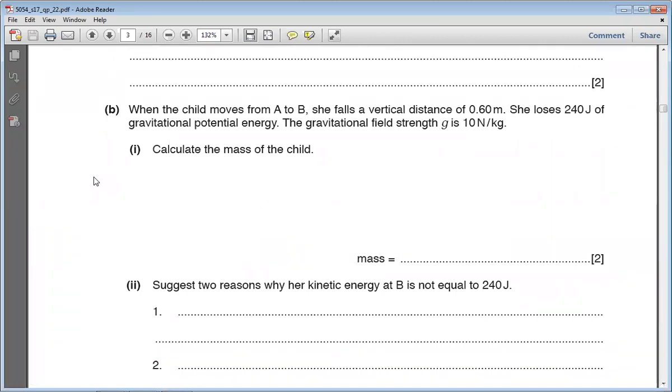When the child moves from A to B, she falls a vertical distance of 0.60 meter. She loses 240 joules of gravitational potential energy. The gravitational field strength g is 10 newton per kg. Calculate the mass of the child. Okay, so we know the loss in the gravitational potential energy, that's 240 joules, and I know the vertical distance which she moved downward, that is 0.60 meter. I know the g value, so the mass can be calculated. You know the loss in the gravitational potential energy is mgh. So I can find the value of m.